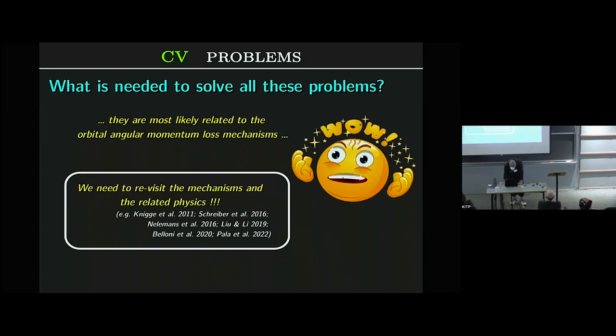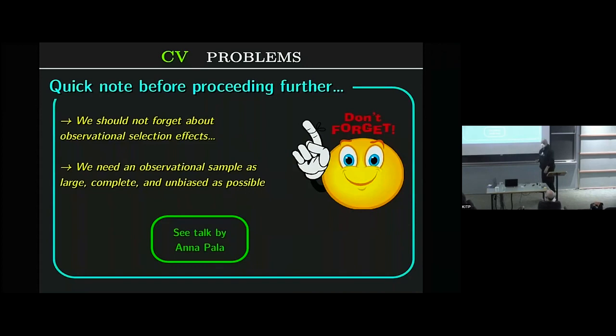But just a quick note: something we should never forget is the bias in the samples, because it's quite important. If we are comparing population synthesis models with observations, we need to take into account the selection effects. Ideally, we need a sample that is as large, complete, and unbiased as possible. And Anna will talk about how to build such a sample, which is quite important for us to properly compare.